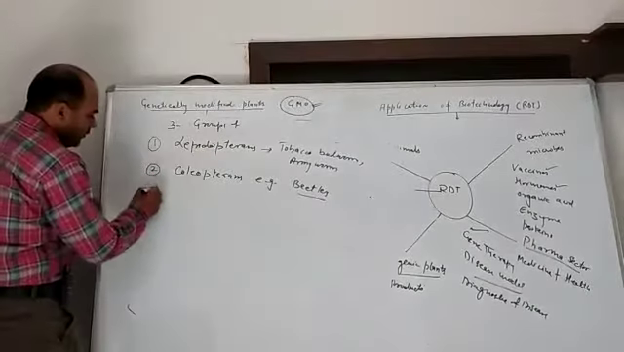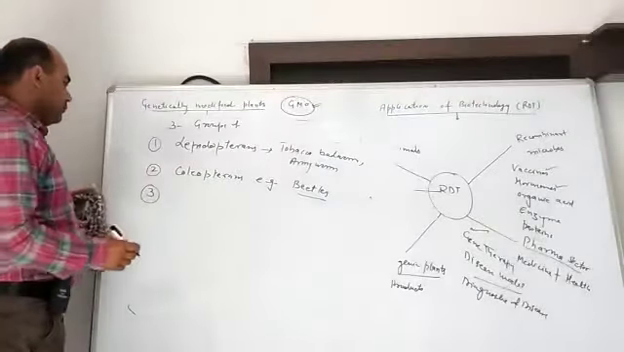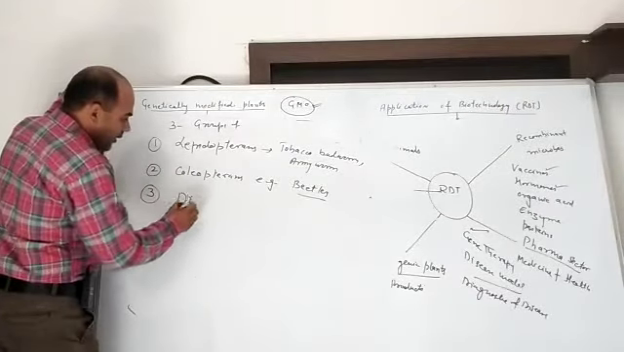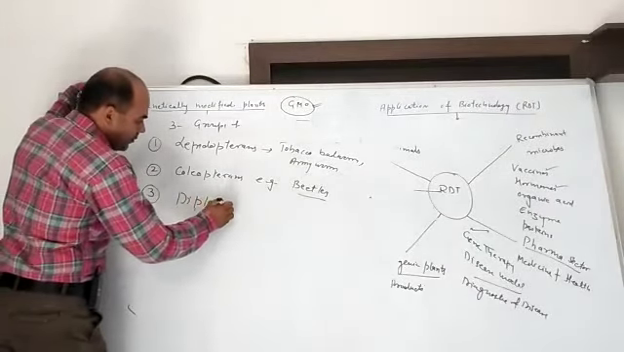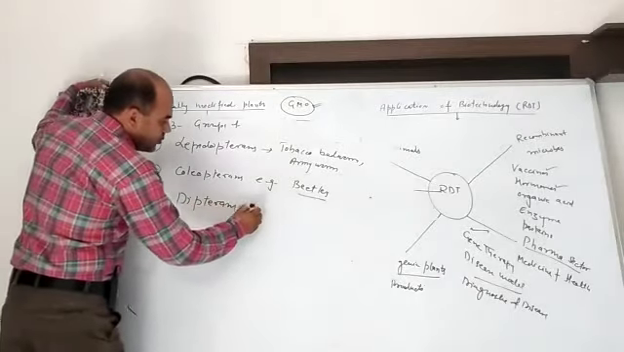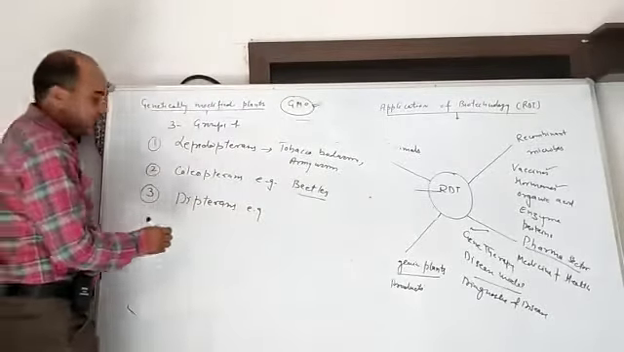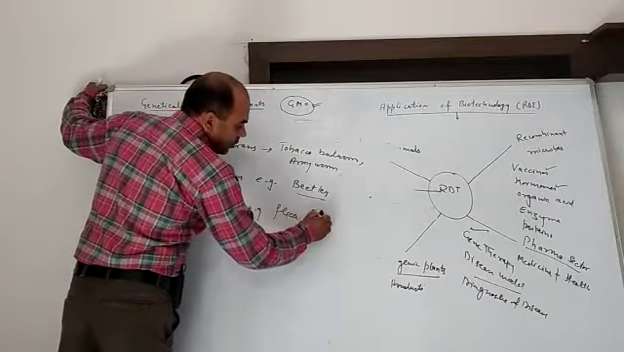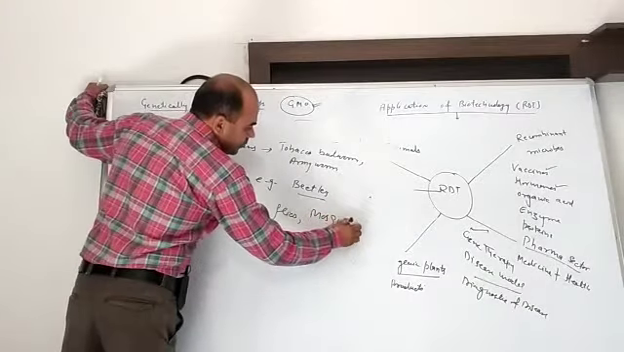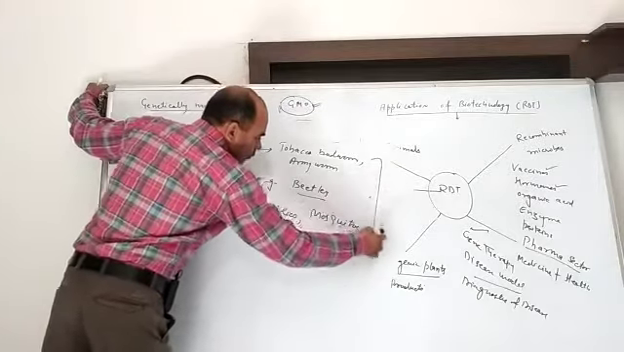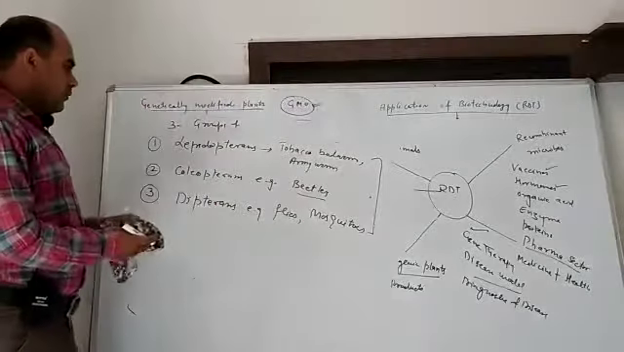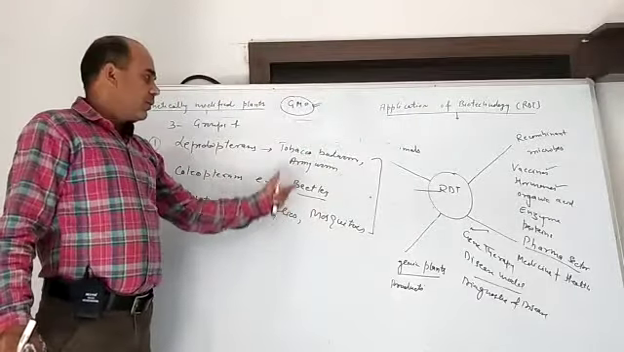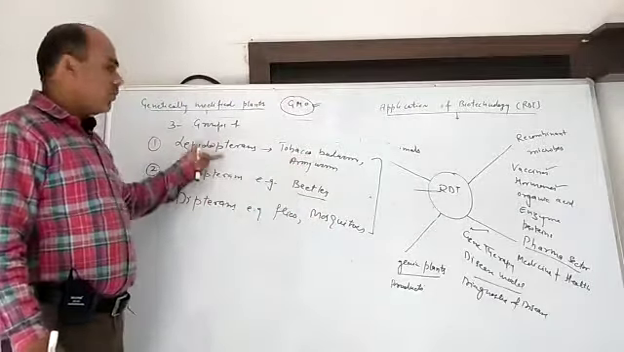And the third, which is again very important, is Dipterans. Di means 2. The 2 examples put here are flies and mosquitoes. So from the exam point of view, you can remember these examples: the particular insect that belongs to the particular group.